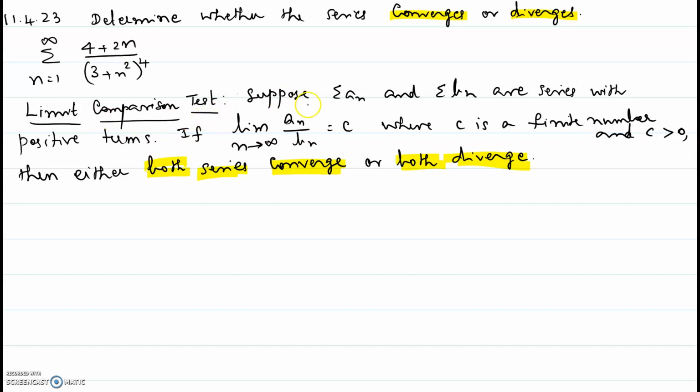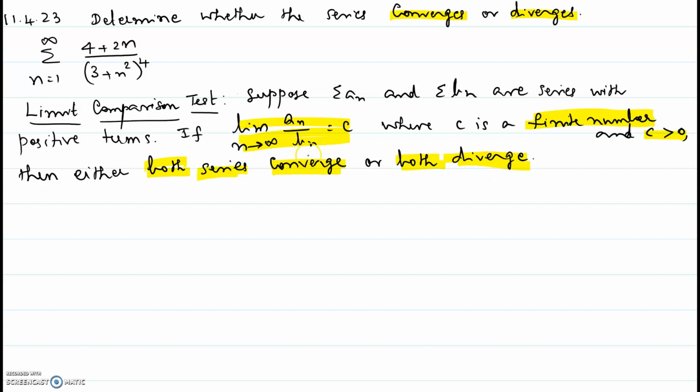The limit comparison test: suppose sigma an and sigma bn are series with positive terms. If the limit as n approaches infinity of an over bn, where an is the nth term of the given series and bn is the nth term of the known series you're comparing with, is equal to c, where c is a finite and positive number, then either both series would converge or both series would diverge.